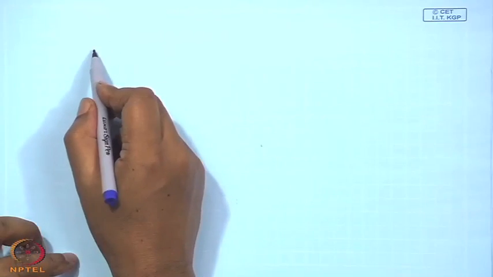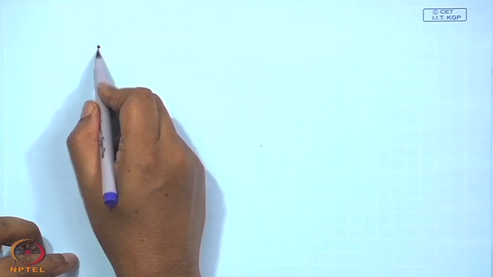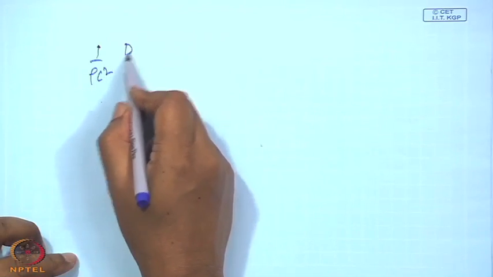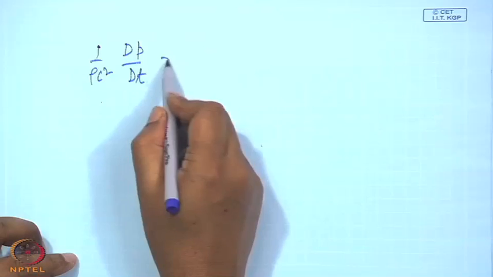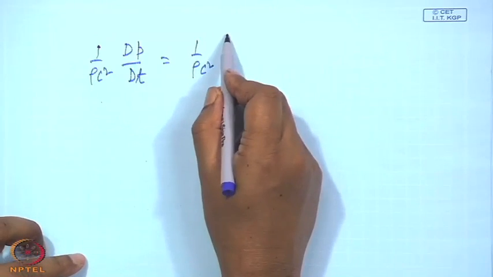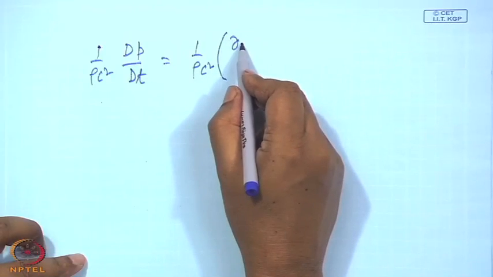For that, let us try to find what dp dt is. What is dp dt? Let us get it from the equation of motion. We have to find this first term, dp dt. How can you write dp dt? We will put it later on, 1 by rho c square dp dt. dp dt is this.